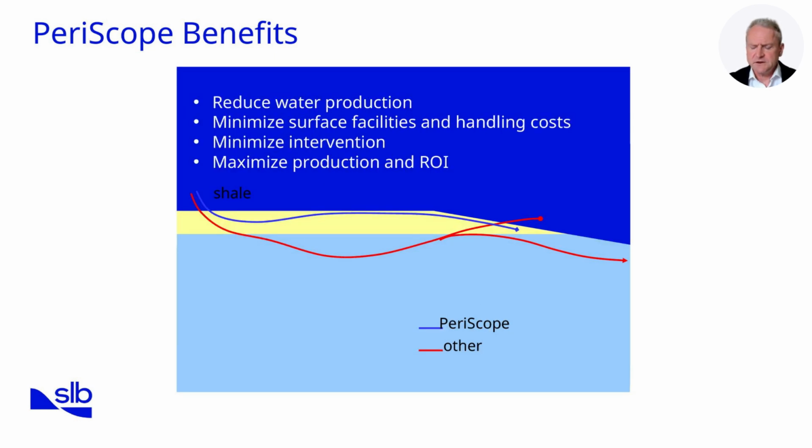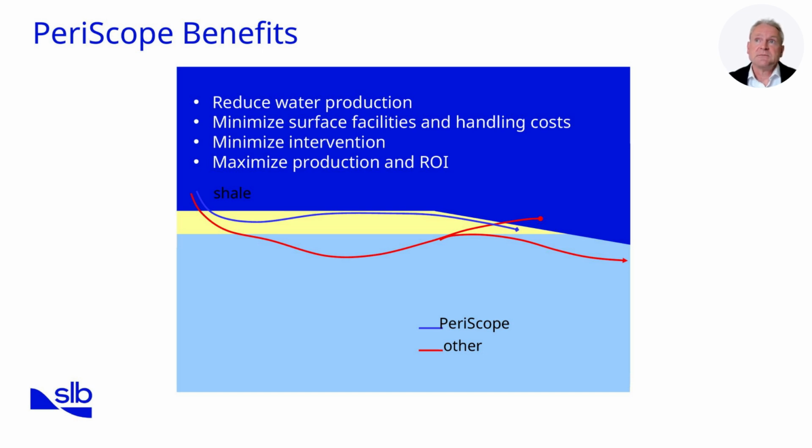Periscope contributes to cost reduction and efficiency at surface. By maintaining the well bore within the hydrocarbon-bearing interval, periscope helps reduce water production. Less water means lower costs for separation, treatment, and disposal at surface facilities. Reducing water cut also minimizes the need for water handling infrastructure. Smaller separators and lower treatment capacity requirements translate directly into capital and operating cost savings.